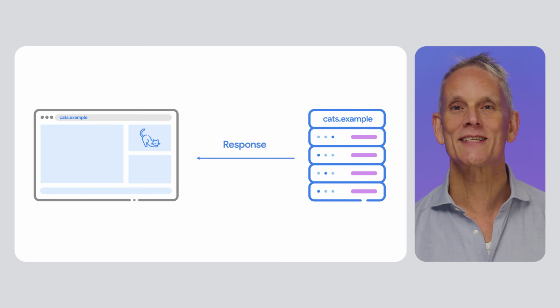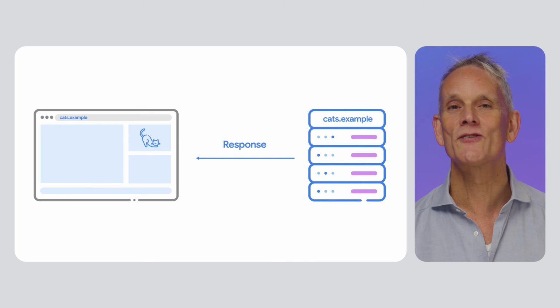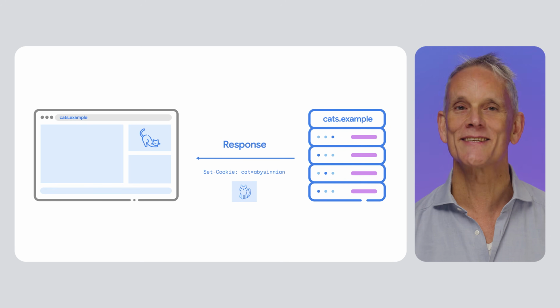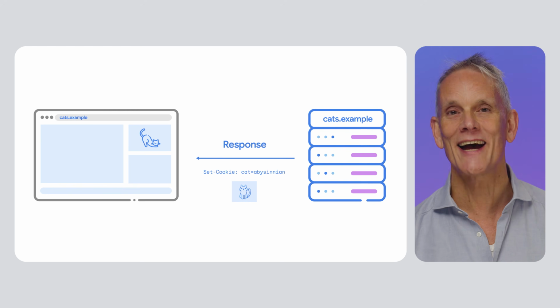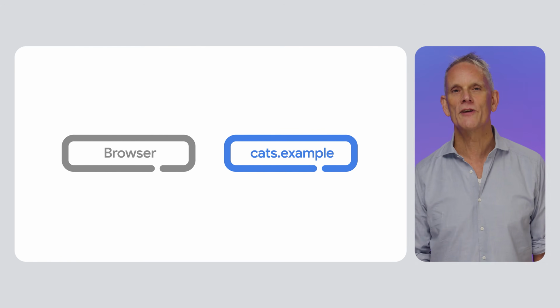And when the cats.example web server receives a request, it can process the cookie and do whatever it wants with that value, such as making sure it doesn't send you an image of the same tabby cat again. So once again, here's the whole process from start to finish.